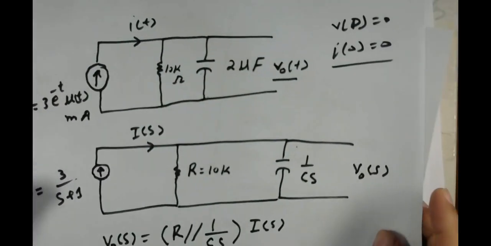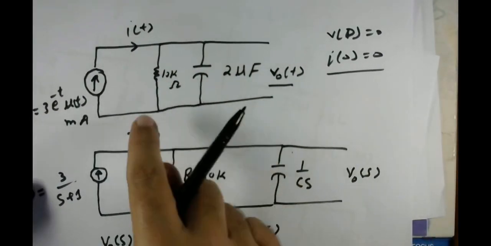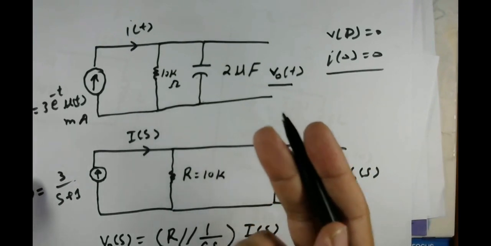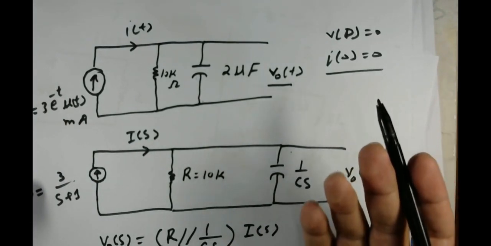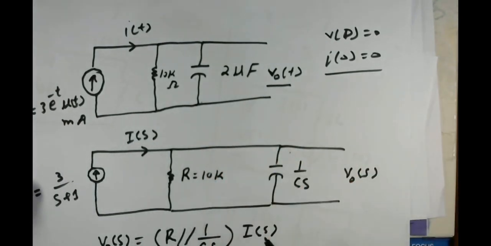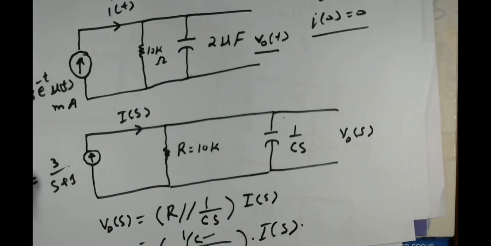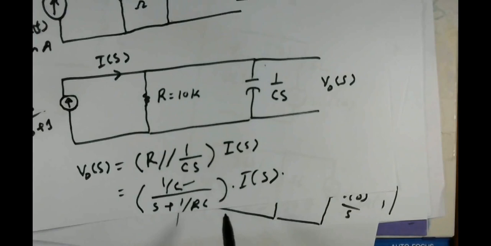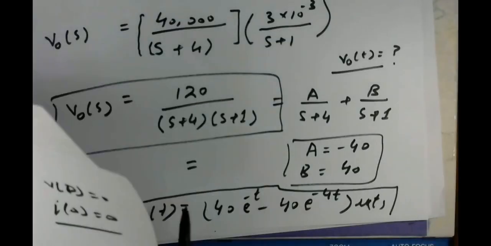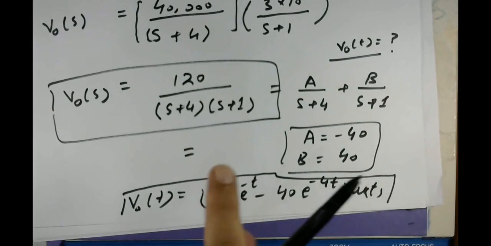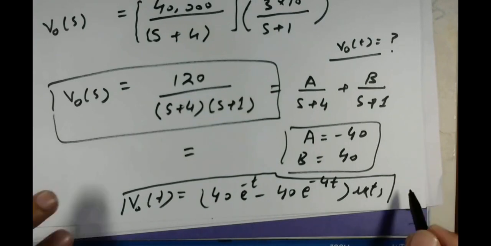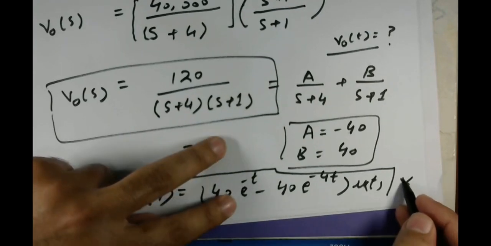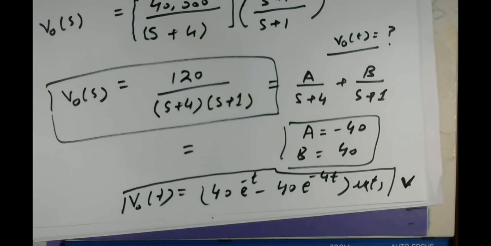You could use the time domain solution as well, but that is quite complex. You will need to solve a differential equation. If you don't have any idea of solving differential equations, then you can simply apply the Laplace transform. That is the beauty of the Laplace transform: it transforms your differential equation into a simple algebraic equation. You find the solution of that algebraic equation, and then do the inverse Laplace transformation to get the final result. So this is in volts, volt is its unit.